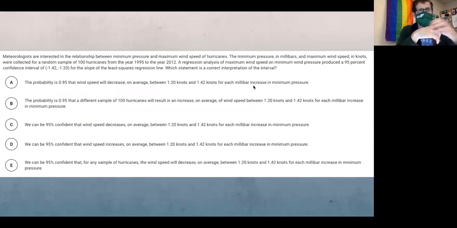Okay, let's look at this. Meteorologists are interested in the relationship between minimum pressure and maximum wind speed of hurricanes. The minimum pressure in millibars and maximum wind speed in knots were collected for a random sample of 100 hurricanes from the year 1995 to the year 2012. A regression analysis of maximum wind speed on minimum pressure produced a 95% confidence interval for the slope of the least squares regression line. Which statement is a correct interpretation of the interval? I'll let you guys think through that one.